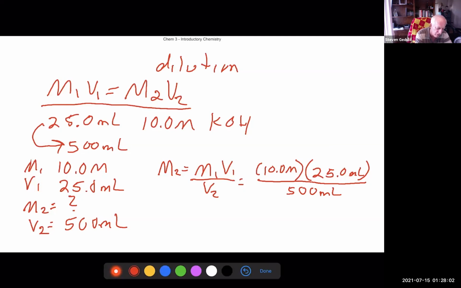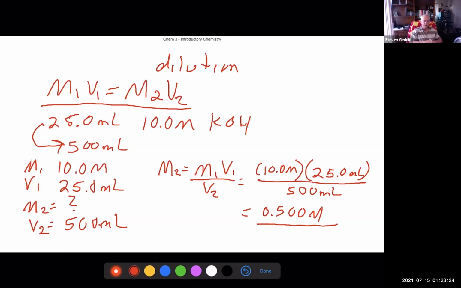Milliliters cancel, you're left with molarity. So 10 times 25 is 250. 250 over 500 is 1/2. So it's 0.5, 0.500 molarity. That's the molarity of the solution.